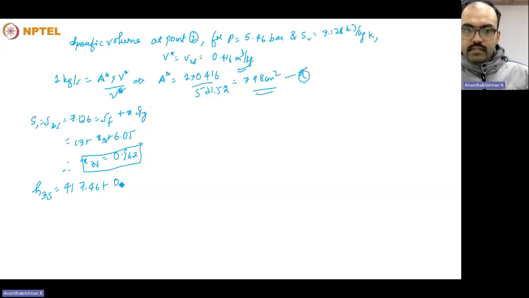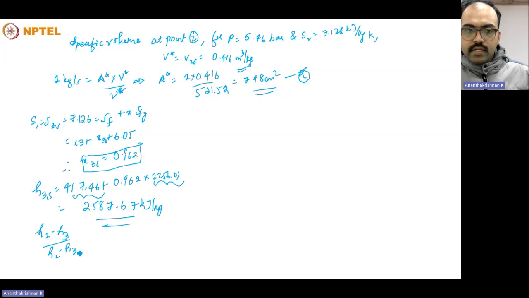Therefore, H3S, the enthalpy at the state point 3, using the saturated fluid enthalpy and the enthalpy of vaporization, will be equal to 2587.67 kilojoule per kilogram. Then H2 minus H3 divided by H2 minus H3S equal to 0.85, so H3 is equal to 2638.67, which is HF plus X3 into HFG. Therefore, x3 is equal to 0.984.